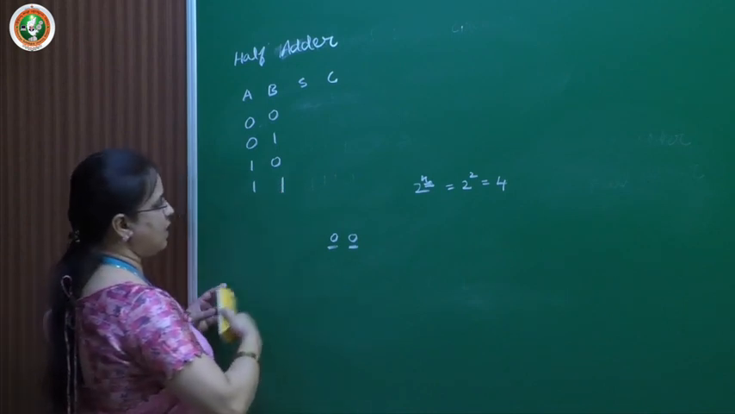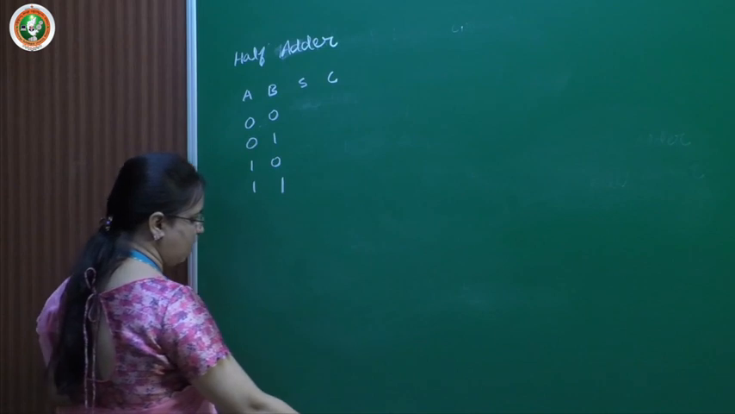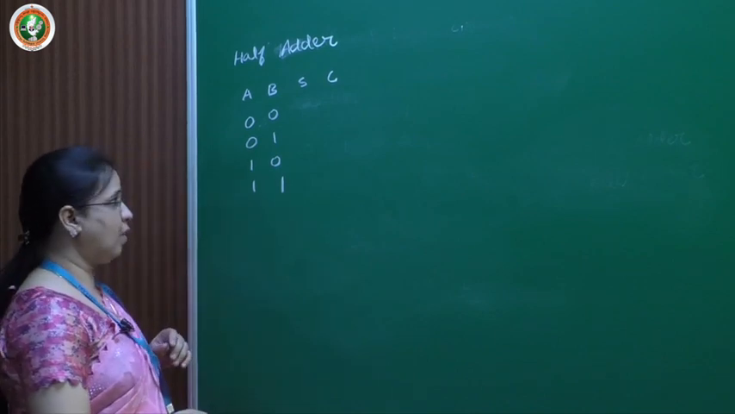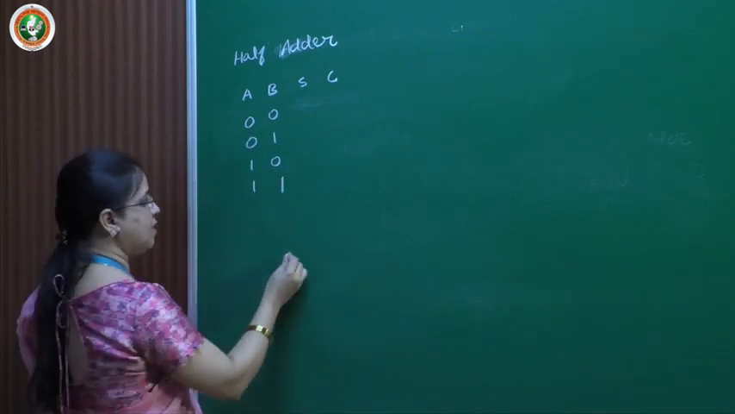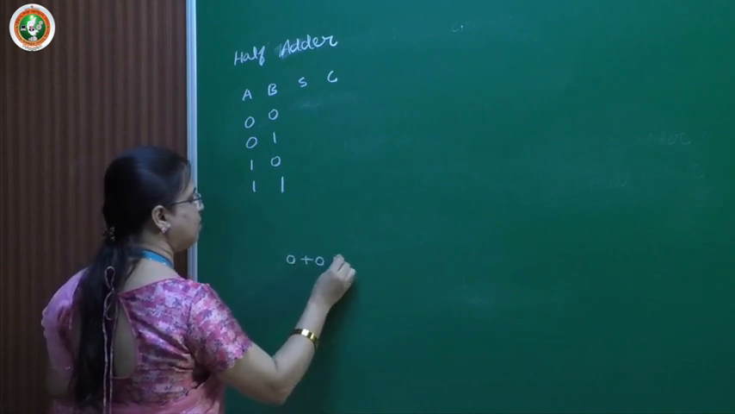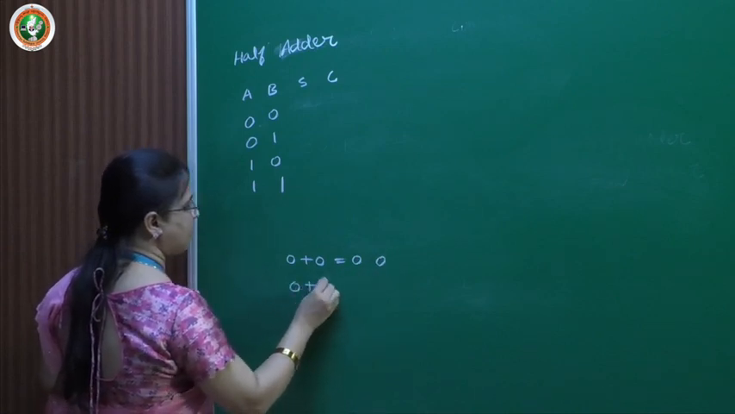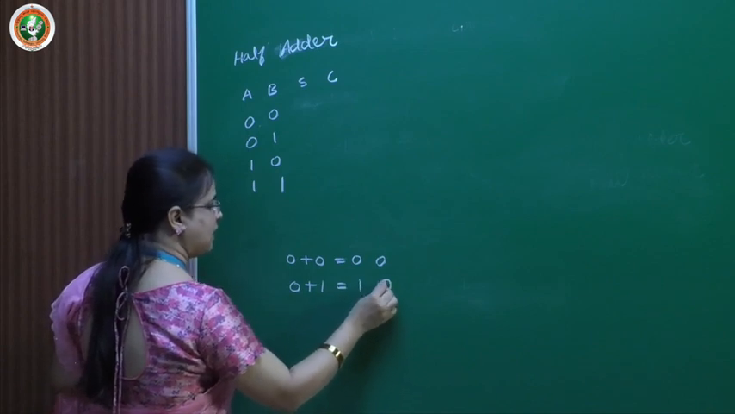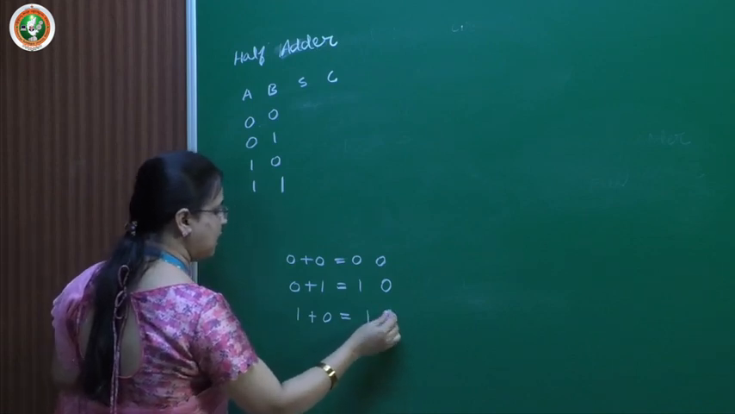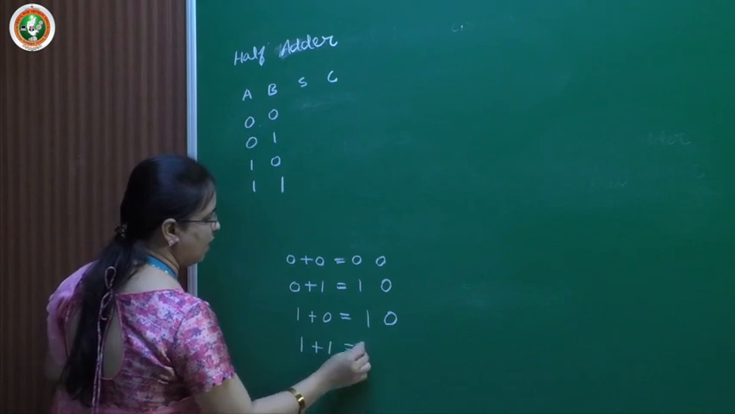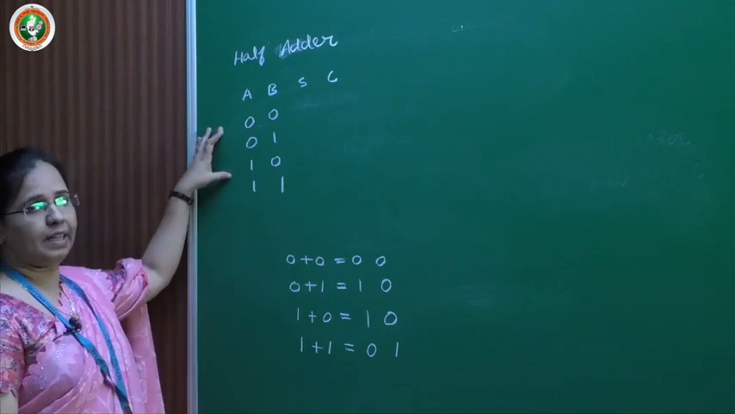Once we have decided the number of rows in the truth table, now I have to fill the output columns. In order to fill the output columns, you should know binary addition. In binary addition, we will get 4 combinations. 0 plus 0 means our sum value will be 0 and carry will be 0. When we have 0 plus 1, sum is 1, carry is 0. And we have 1 plus 0, sum is 1 and carry is again 0. When we have 1 plus 1, sum will be 0 and carry will become 1. So the same combination we are getting even in our truth table.